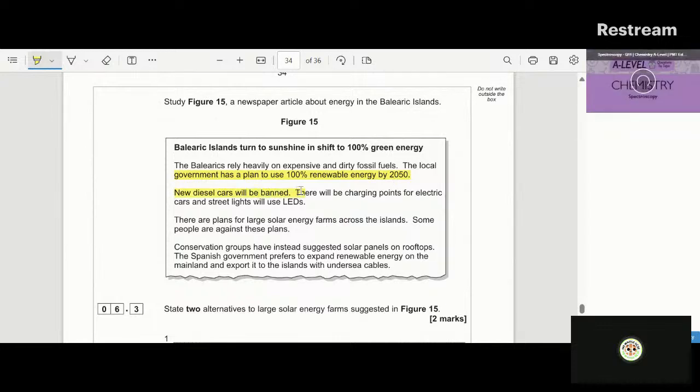New diesel cars will be banned. There will be charging points for electric cars and streetlights, LEDs, light emitting diodes. There are plans of large solar energy farms across the islands. Some people are against these plans. Conservation groups have instead suggested solar panels on rooftops. The Spanish government prefers to expand renewable energy on the mainland and then export it to islands with undersea cables.